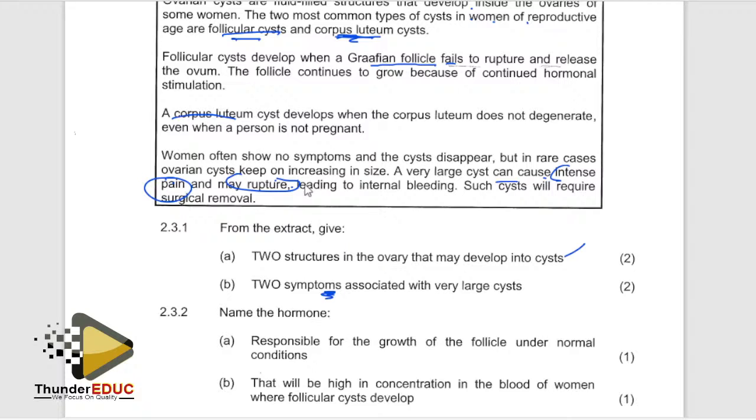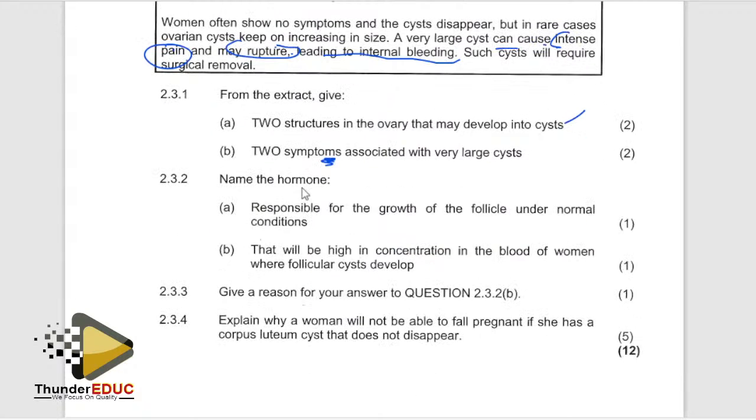Rupturing of the corpus luteum, leading to internal bleeding. So it can also lead to internal bleeding, you see. So you can have answers from there. And then they're saying that they only want 2 symptoms.